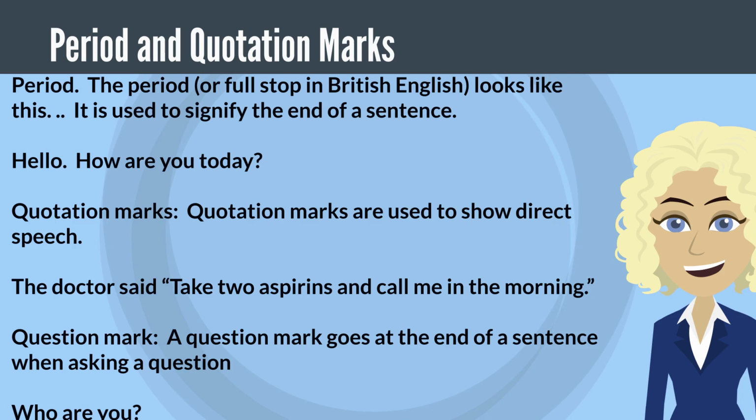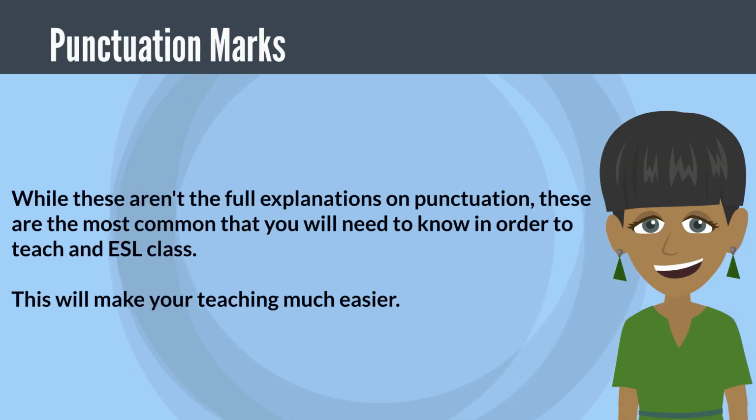Period. The period, or full stop in British English, looks like this. It is used to signify the end of a sentence. Hello. How are you today? Quotation marks. Quotation marks are used to show direct speech. The doctor said, "Take 2 aspirins and call me in the morning." Question mark. A question mark goes at the end of a sentence when asking a question. Who are you?